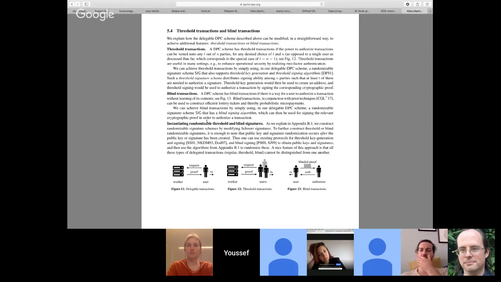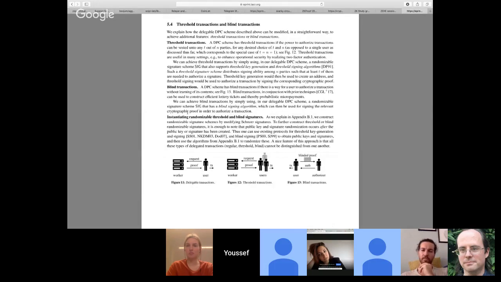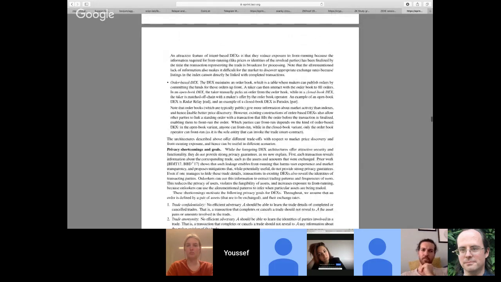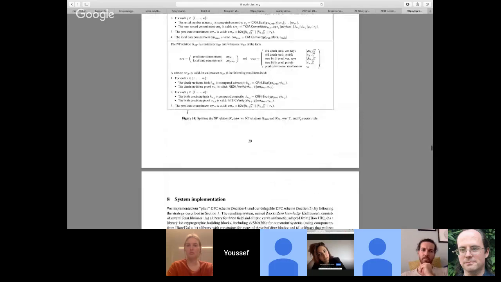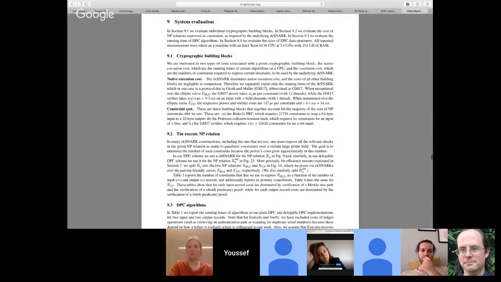I don't remember what use case they proposed, but in threshold, it is always a good idea to split the security amongst many custodians. If you want to understand more how it works, we have to go to the appendix. Was it 8?